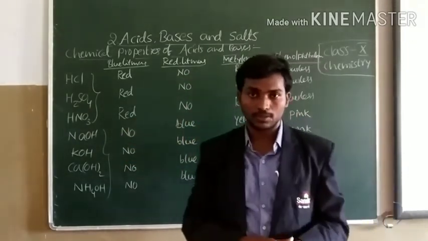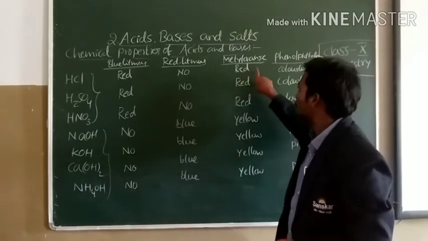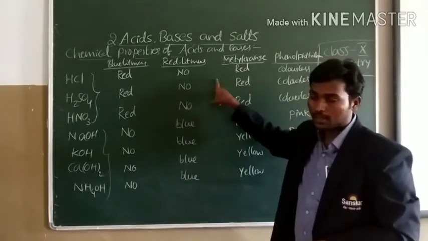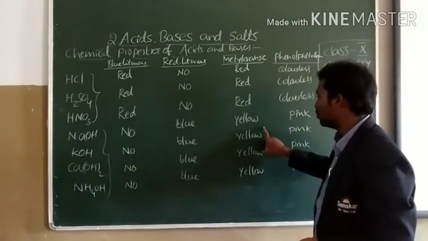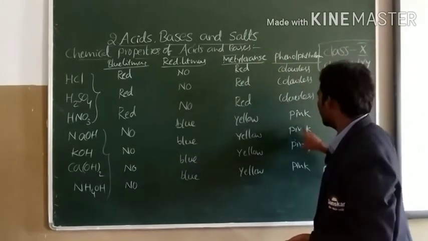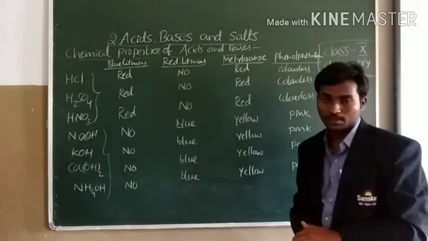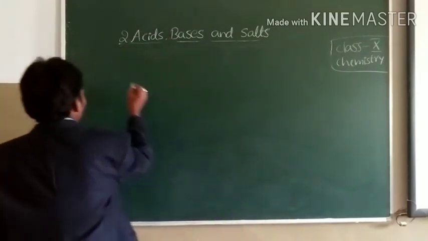So based on this activity we conclude that acids are sour to taste and turn blue litmus to red, and bases are bitter to taste and turn red litmus to blue. Acids show red color in methyl orange indicator. Bases show yellow color in methyl orange indicator and pink color in phenolphthalein indicator. Let's see olfactory indicators.